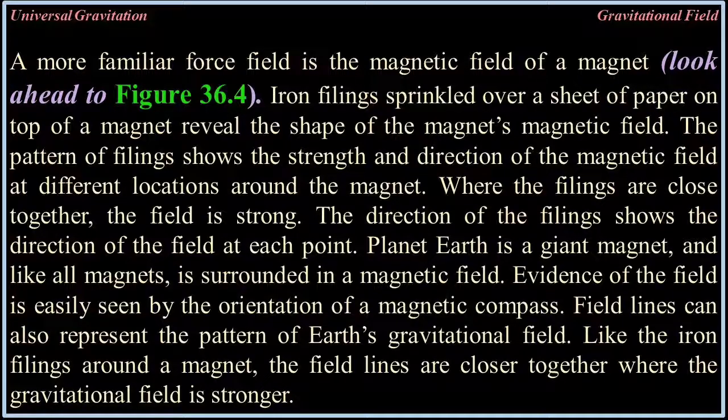Planet Earth is a giant magnet, and like all magnets, is surrounded by a magnetic field. Evidence of the field is easily seen by the orientation of a magnetic compass. Field lines can also represent the pattern of Earth's gravitational field. Like the iron filings around a magnet, the field lines are closer together where the gravitational field is stronger.